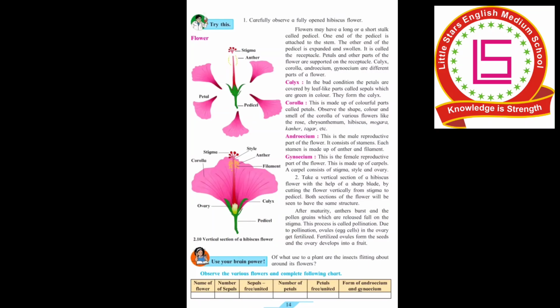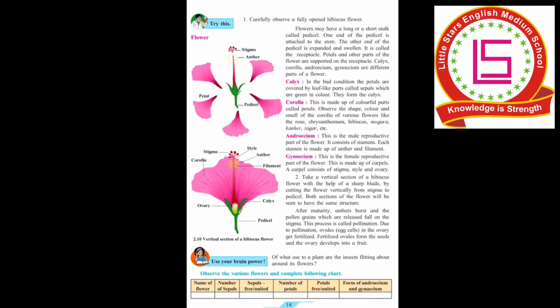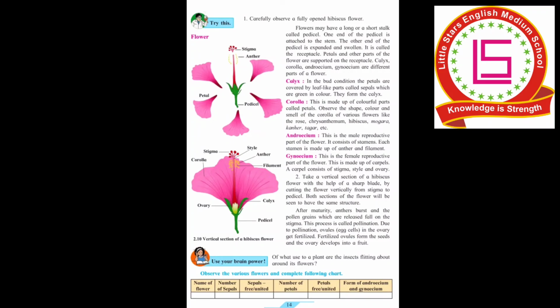Page number 14. Now see, an open picture of the hibiscus flower is given to you. We'll just see about the different parts of this flower. Flowers may have a long or a short stalk called pedicel. See, the pedicel is shown in the diagram. In some flowers it is long, while in some flowers it is short. One end of the pedicel is attached to the stem.